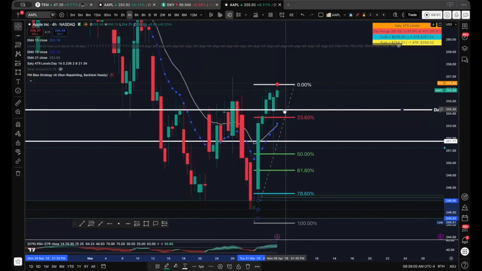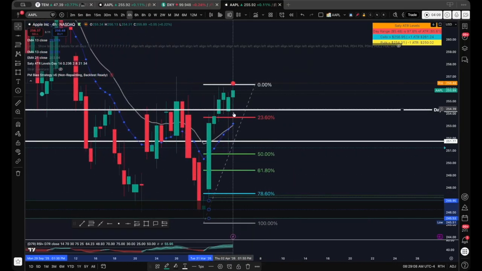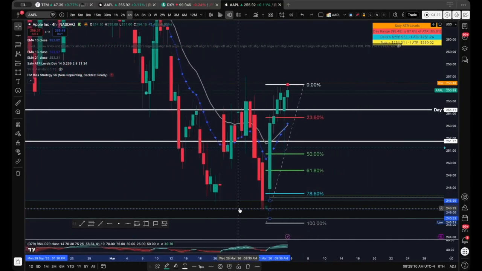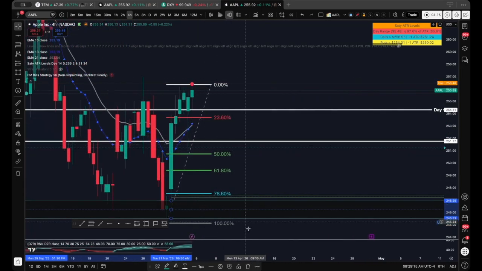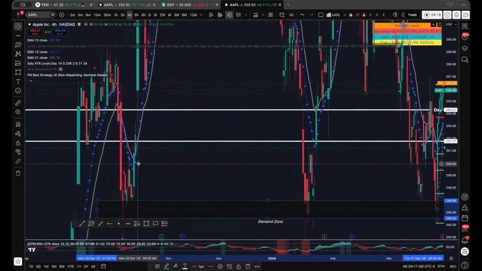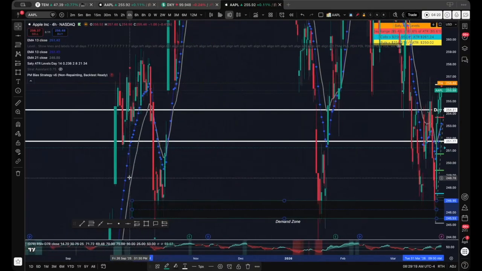But what I see happening is price going beyond this, so it could come back down. Because the other thing with these supply zones, you don't want price to come straight back down. You kind of want it to, let's see if I can show you.